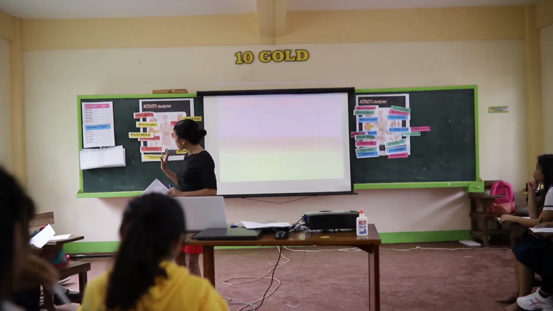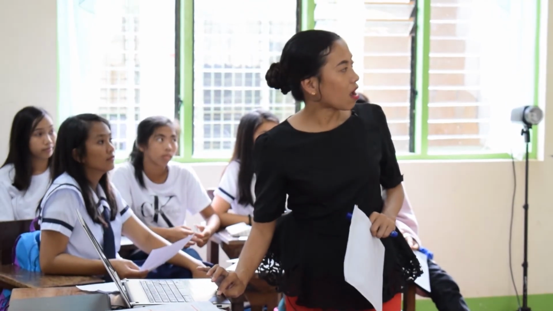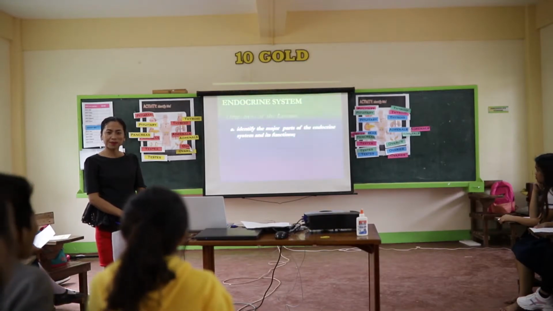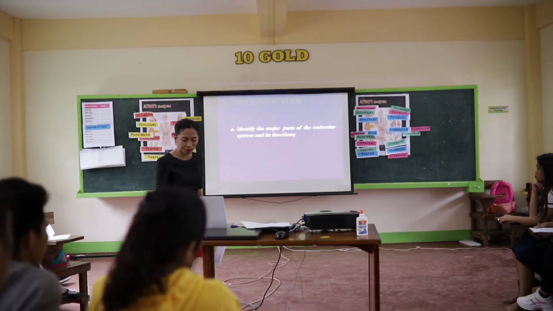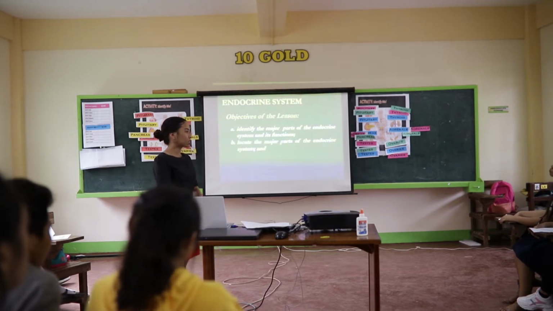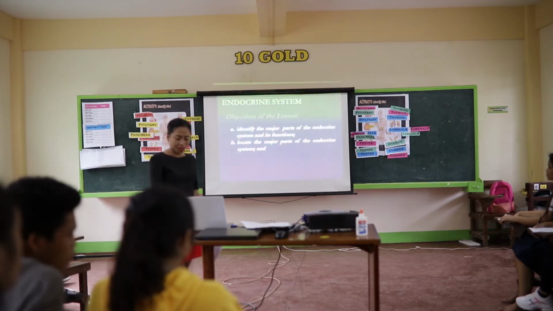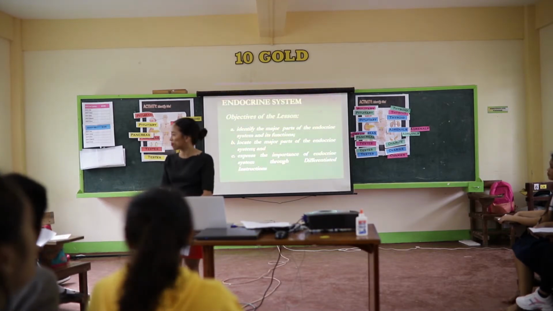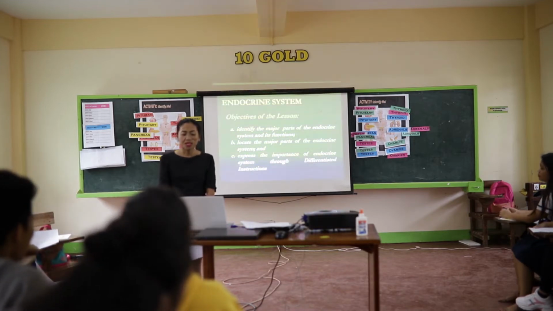Before we check your answers, you have here the day's objectives of the lesson. First, group 3, read first, everybody. Identify the major parts of the endocrine system. How about group 5 for the next objective? Locate the major parts of the endocrine system. And group 1 and 2. Express the importance of the endocrine system through differentiated instruction.